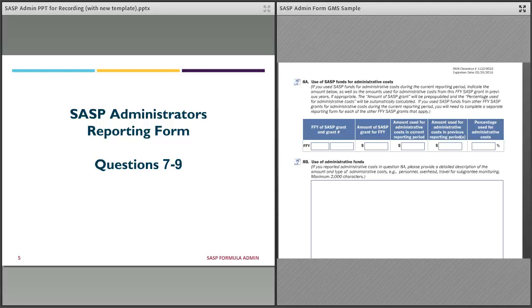The form will add those two together and divide by the total amount of the federal fiscal year 2016 award, which will be what populates the final column, the percentage used for administrative costs. If you reported any funds used for administrative costs in question 8A, please provide a detailed description of the amount and the type of cost in the narrative question 8B. Please note, if you give administrative funds to your coalition for administration and not services, the amount should still be reported here. Coalitions do not fill out a subgrantee form for administrative funds.